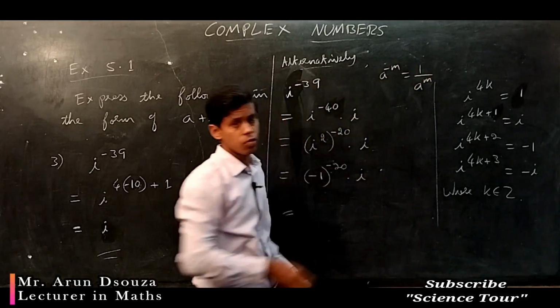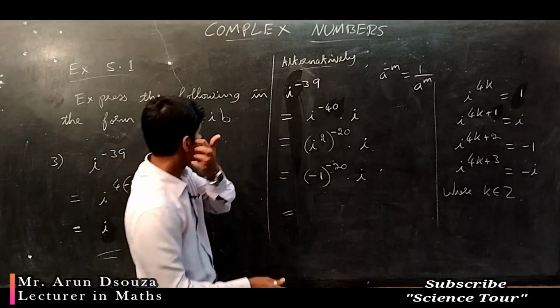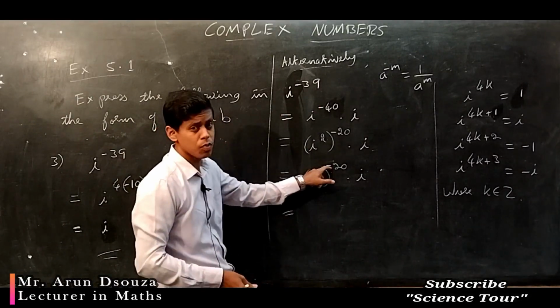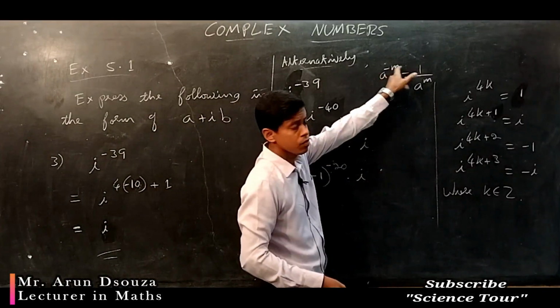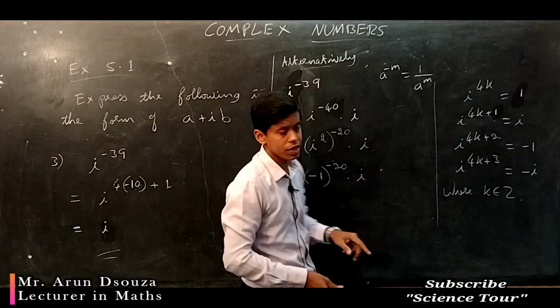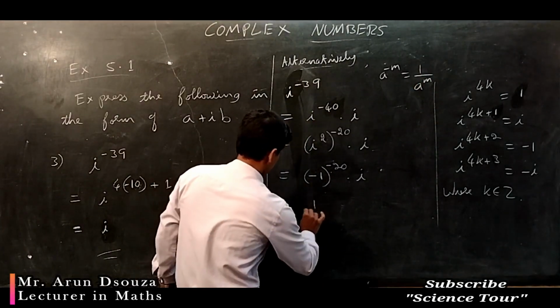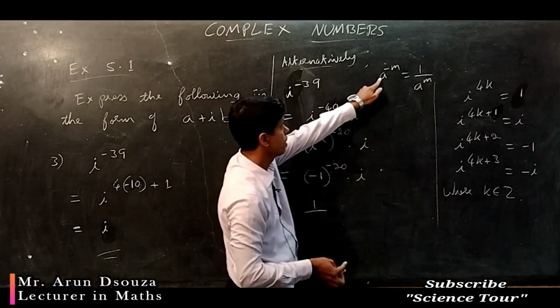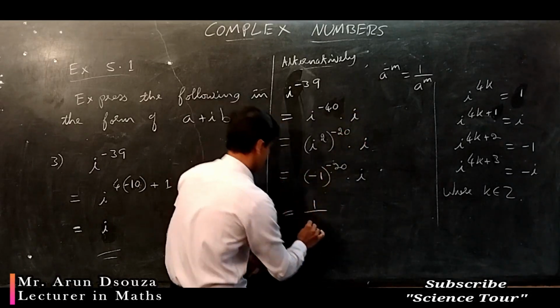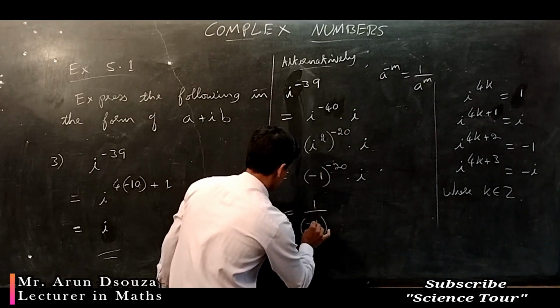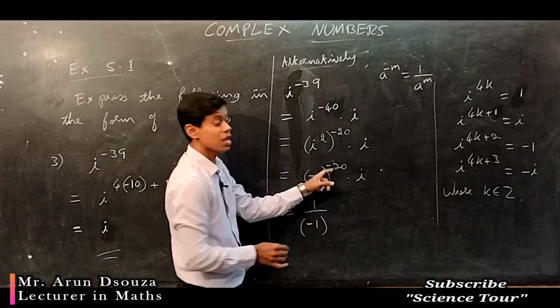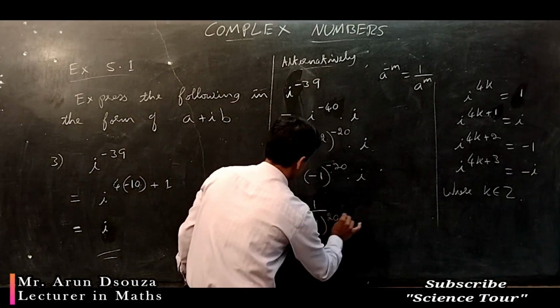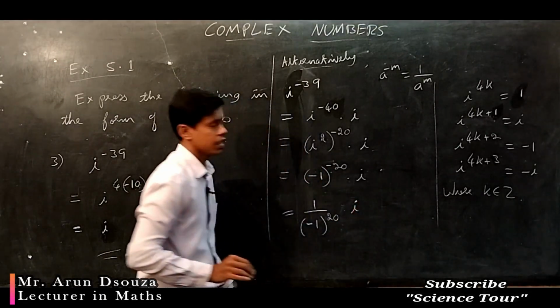Okay, so that's the formula. So I'm using that formula here. I have minus m, so 1 by a to the power m I have to write. So 1 by a, and in place of m, minus 1, so that becomes 20 here, and minus 20 becomes plus 20 into I.